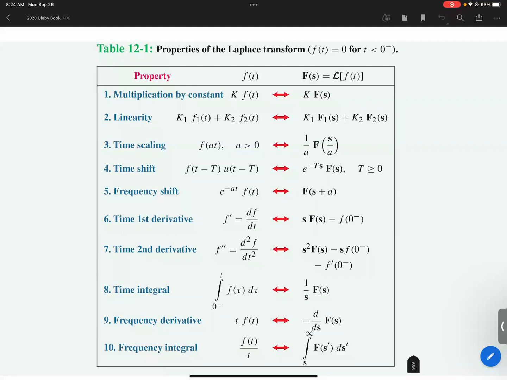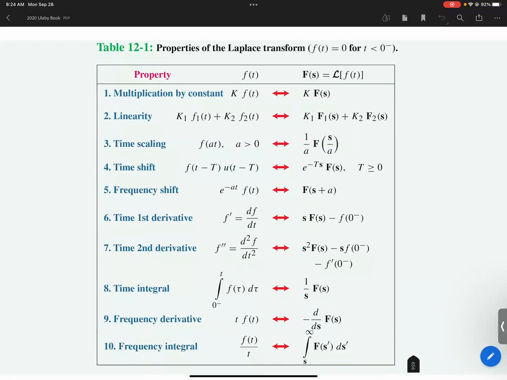That time scaling, time shift, frequency shift, the first derivative, the second derivative, the time integral, the frequency derivative, and the frequency integral. So these are going to be the ones we're going to use all the time. So I don't require you to derive these each time because these are going to be frequently used. It's just know what they are as far as the translation, but know where they came from. The f of, so like the first derivative where it says f of 0.